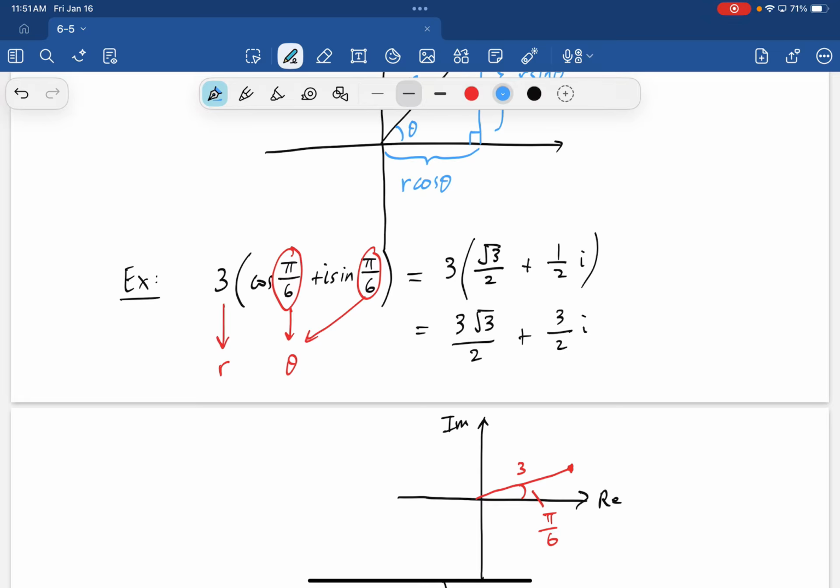For 2C, at pi, isn't sine 0? So then what would happen to this? Would it all be 0? So then the answer would be -2? Yep. That just means the real part is -2 and the imaginary part is 0. Okay, got it, thank you.